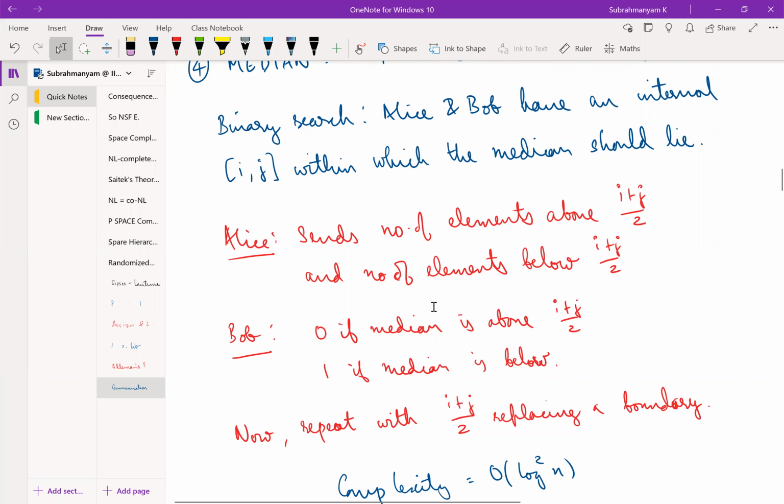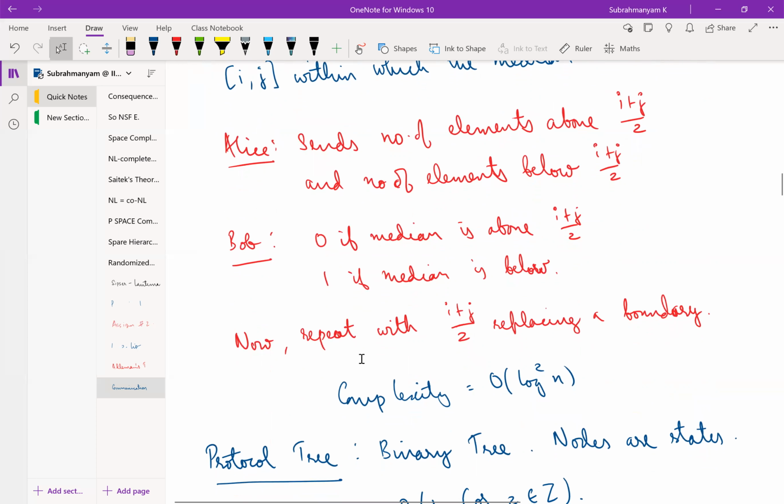And now once Bob says whether the median is above or below, both of them know to redefine the ranges. If the median is known to be below, then the upper endpoint j will be replaced by I plus j by 2. If the median is known to be above I plus j by 2, then I will be replaced by I plus j by 2. And we also know which element we should look for, right? Suppose the median is above I plus j by 2, so I is replaced by I plus j by 2. Bob knows how many elements are below. So now Alice will again divide into half and then tell Bob how many are below and how many are above. And this can continue.